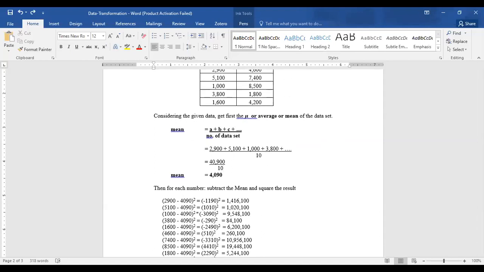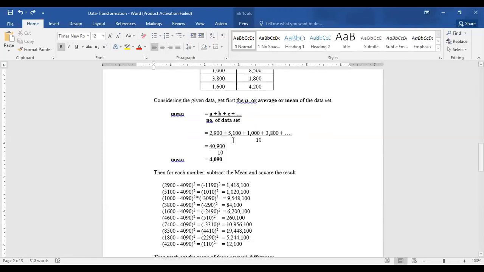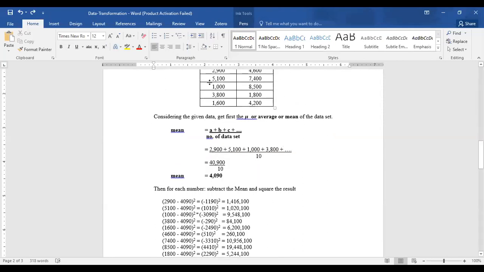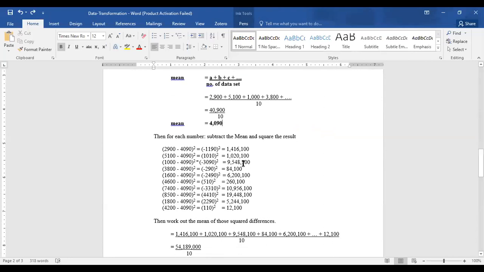Here, class, what we will do is compute the summation of all the data divided by the number of data points. How many data points do we have? 1, 2, 3, 4, 5, 6, 7, 8, 9, 10. Right? So 10 goes below. And then the summation of all those data is 40,900, divided by 10. So the computed mean is 4,090.